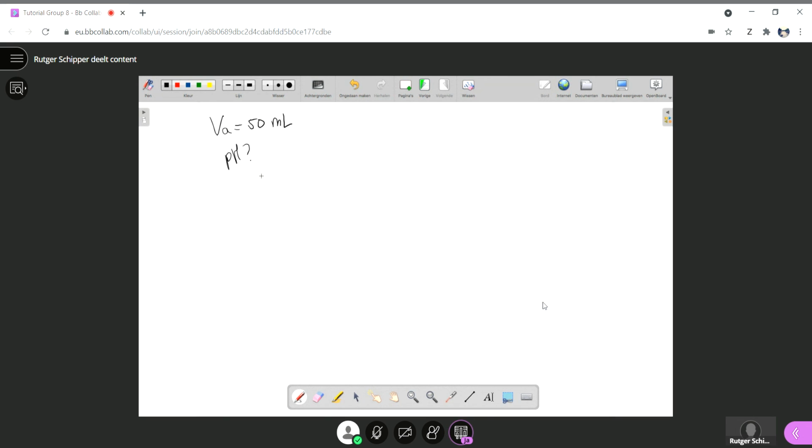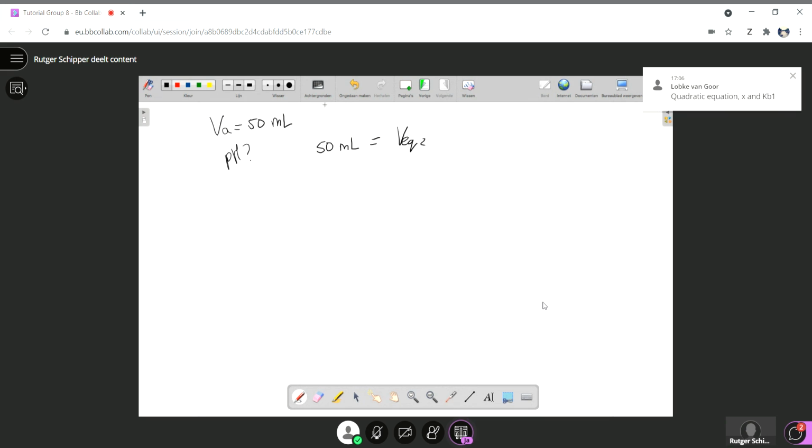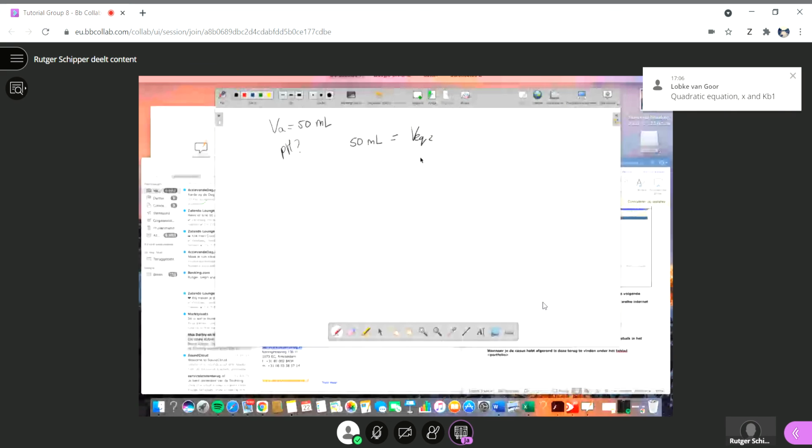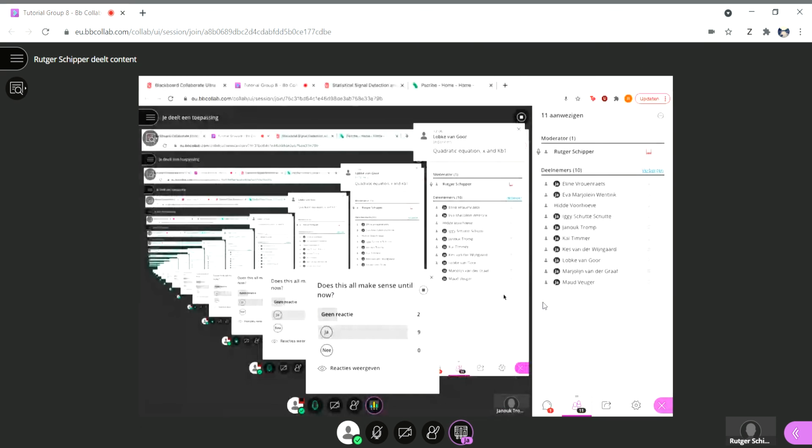Maybe Lopke knows. So 50 is the exact equivalence point, the second one. So how did we calculate the pH before, when we reached the equivalence point? Quadratic equation, X and Kb1.